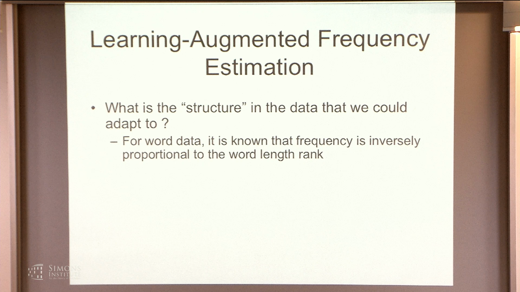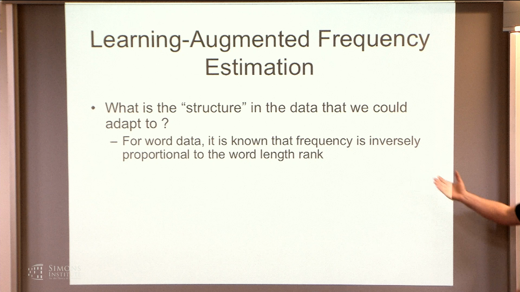And at least in principle, it seems that the answer is yes. For example, for word data, it's known that the length of the word is related to the frequency. Typically frequent words are short, and long words are not common. Of course, it's a statistical behavior, it's not exact. But there's certain information in the ID of the element, as long as you get the element as opposed to the hashed element. You can actually get some information from that.